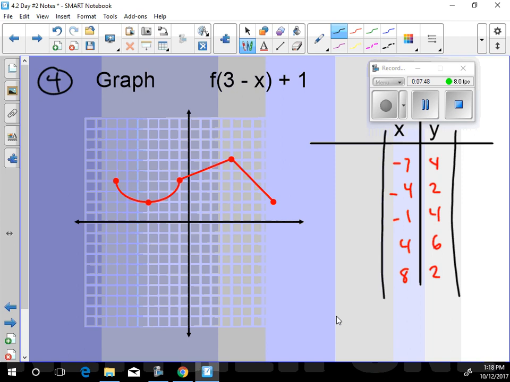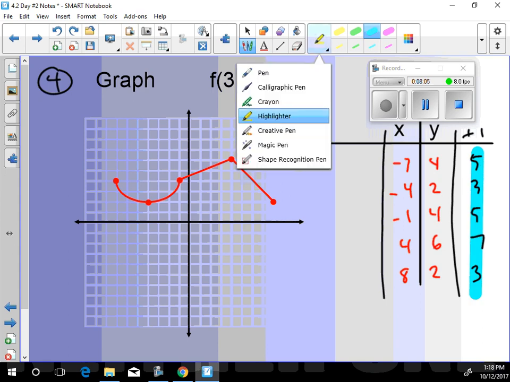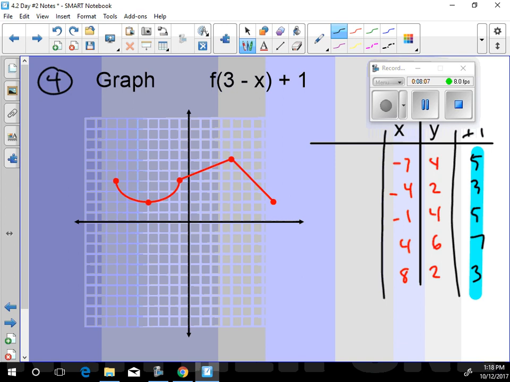What's happening vertically? Let's add 1. Okay, so 5 and 3 and 5 and 7. That's not 7. That's 7 and a 3. Okay, cool. Our vertical transformation's done. Let's do horizontal transformations. What comes first? Subtract 3 or multiply by -1? Subtract 3, right? We've got to go outside in.